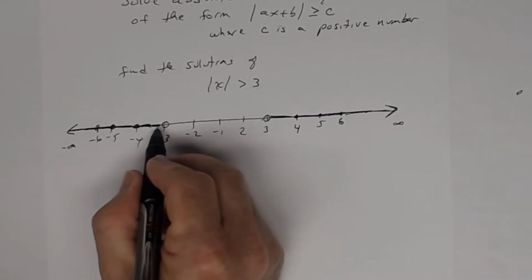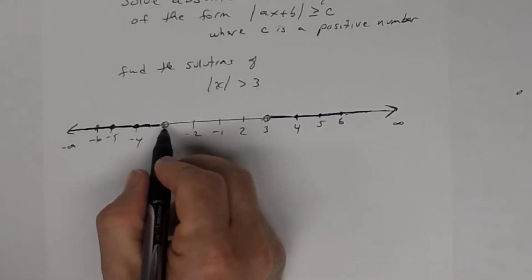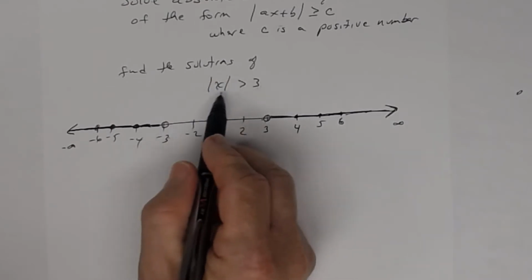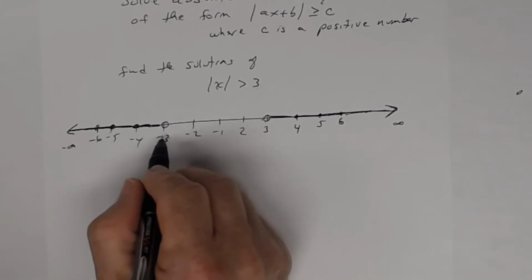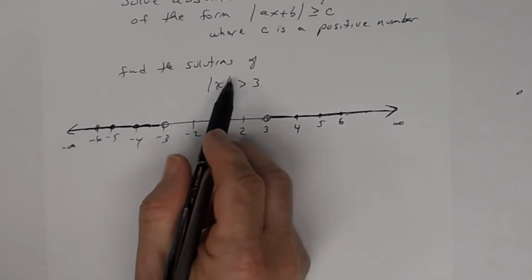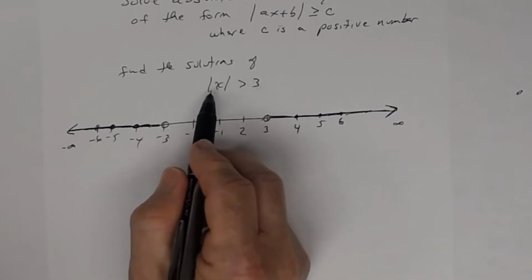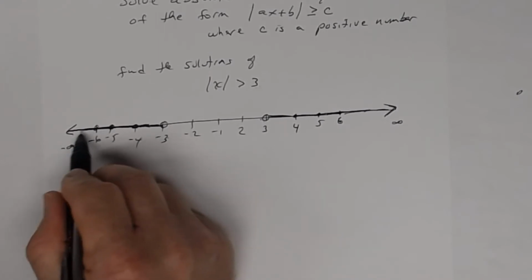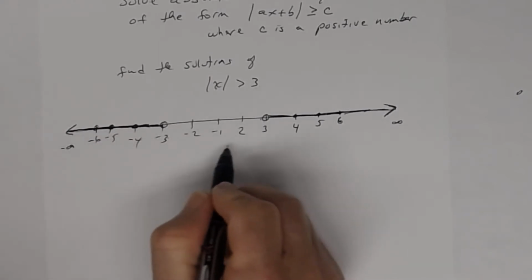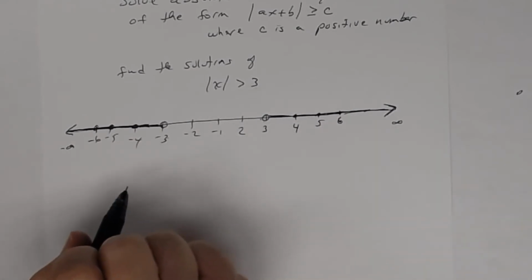But if I go down to, let's say, negative 2.99, what's the absolute value of negative 2.99? I'm sorry, negative 3.001, excuse me. Negative 3.001. What's the absolute value of negative 3.001? 3.001, and that is greater than 3. So any number less than negative 3 or any number greater than 3 is a solution to this.